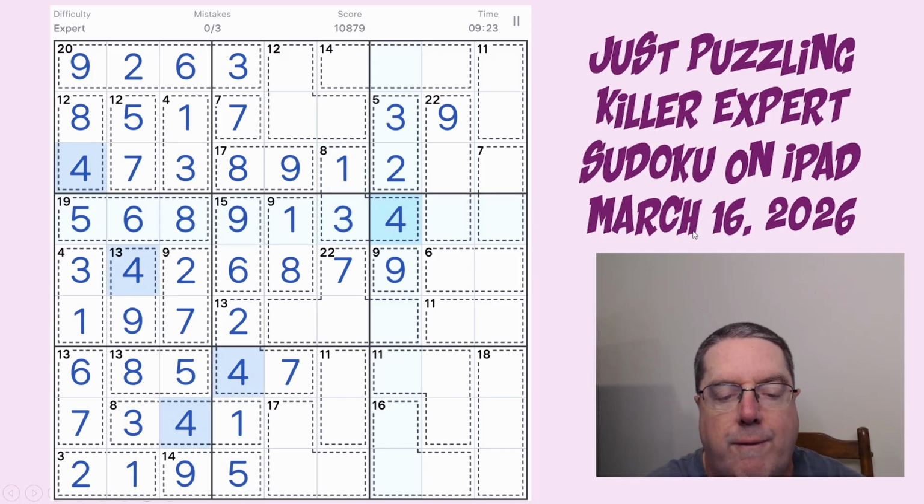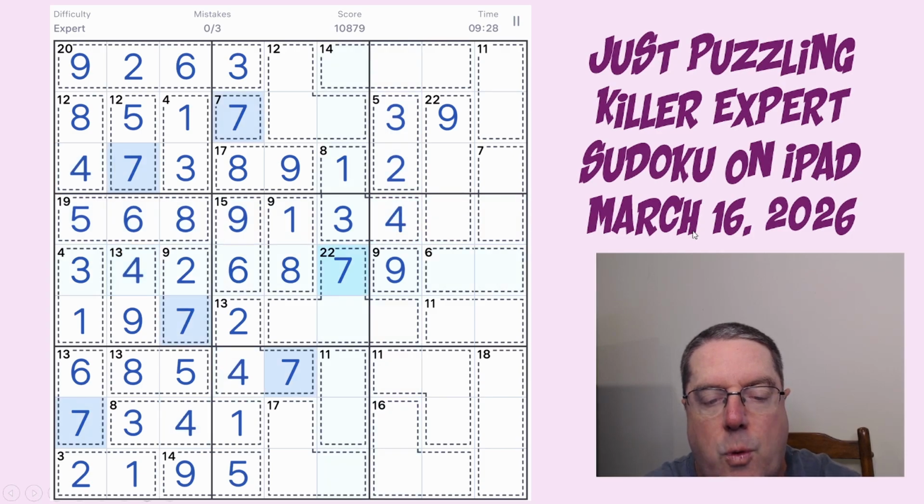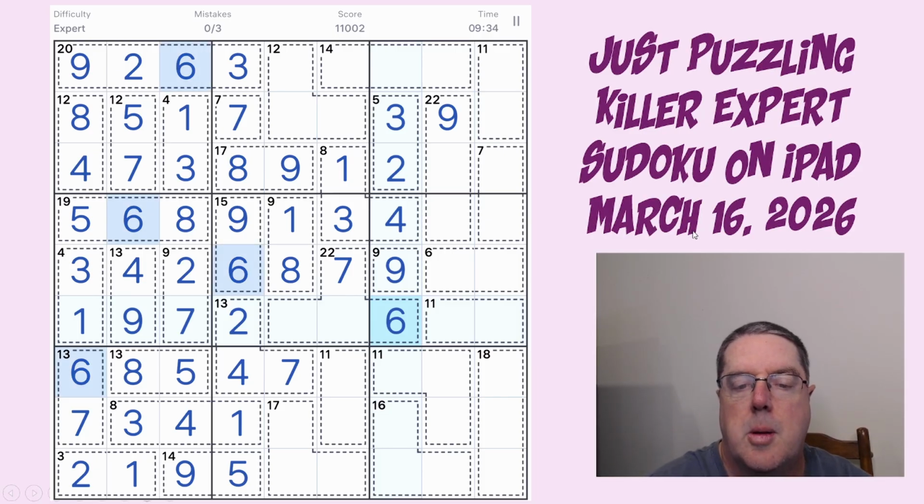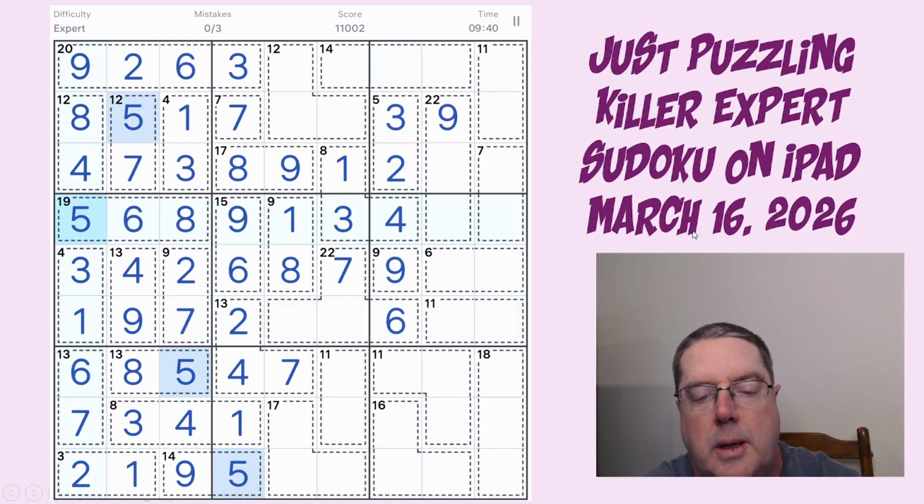1, 2, 3, 4. A 5. So 4 and 5 are here, so that's 9, 16. So to get to 22, that's got to be a 6. 8 and 5. So this needs to either be 6, 7. This needs to be 6, 7, 8, or 5. 6, 8, 5. So this has got to be a 7. To get to 22, this has to be a 6.